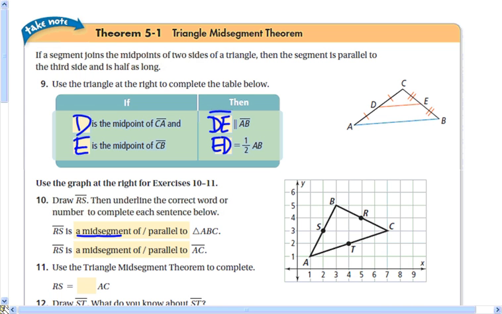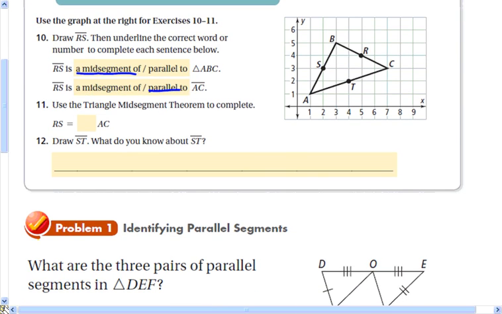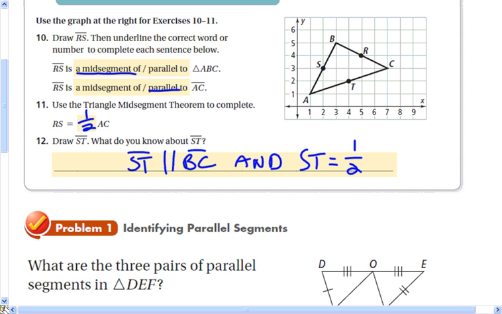RS is a mid-segment of triangle ABC. RS is parallel to AC, and RS is equal to 1/2 times AC. If we draw ST, we know that ST is parallel to segment BC, and we also know that ST is equal to 1/2 of the length of segment BC.